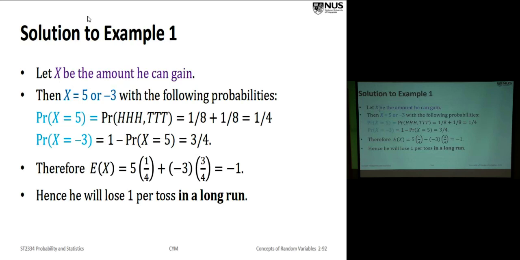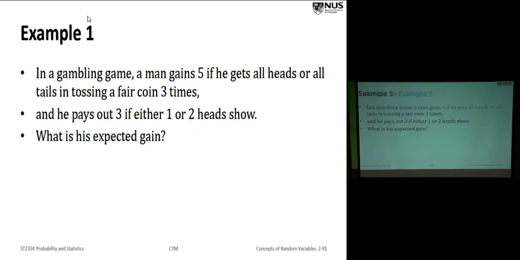Okay, so now we define the random variable. X is the amount that this individual can gain in this game. So they can gain 5, that's what we said, if you get 3 heads or 3 tails. And otherwise, that individual can lose 3.